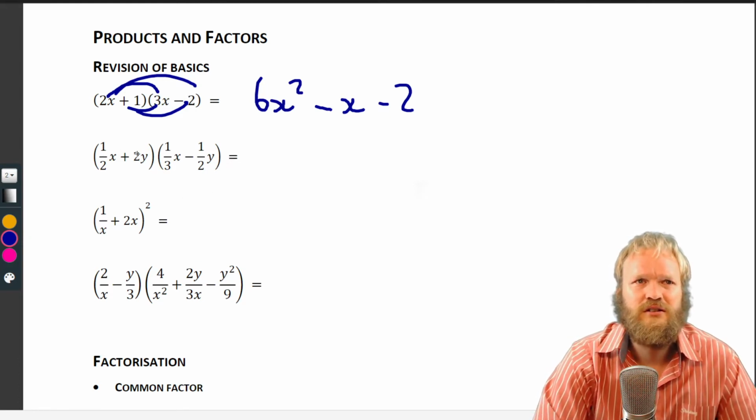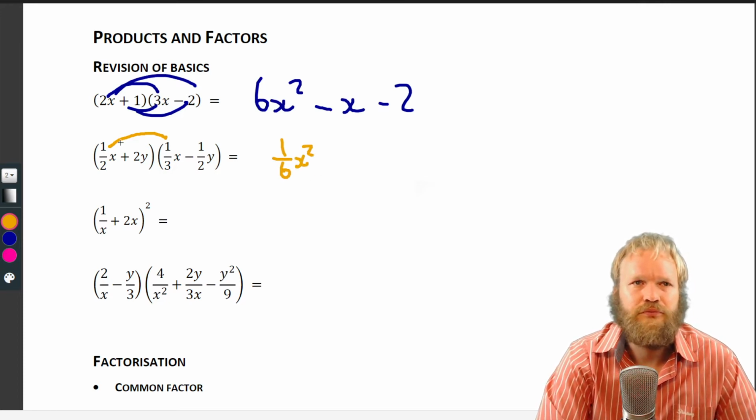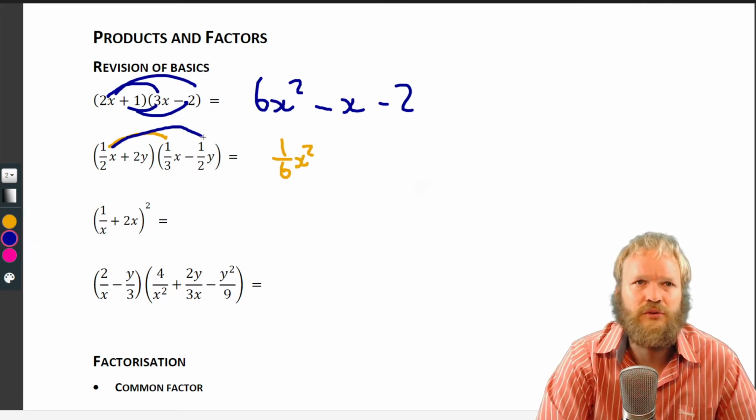Half x, 2y, third x, half y. Because we're just going to use the same idea. We're going to multiply half x times a third x. Well, 1 times 1, 2 times 3, so we get a 6x squared, and so we can go along. We know those two are going to give us the xy in the middle. So we've got minus a half xy plus 2 over 3 xy.